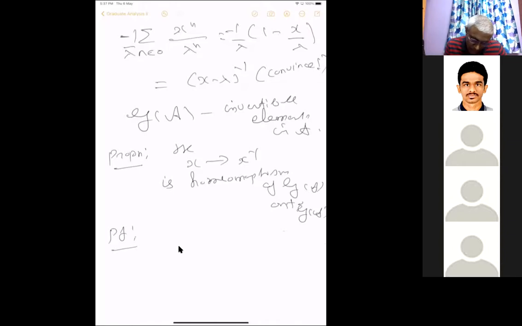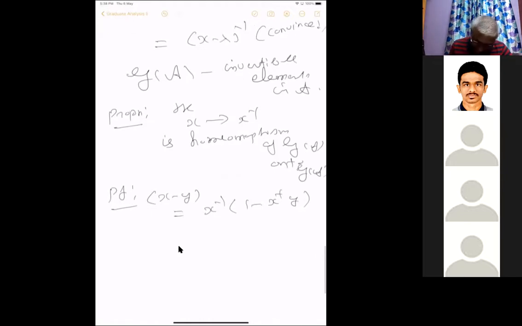If x_n converges to x, then we have to prove that x_n inverse converges to x inverse. So if some x is close to y, then x inverse should be close to y inverse. That's what we want to prove. So we want to consider x minus y, and x minus y is equal to x times (1 minus x inverse y), right? And so I want to consider this.